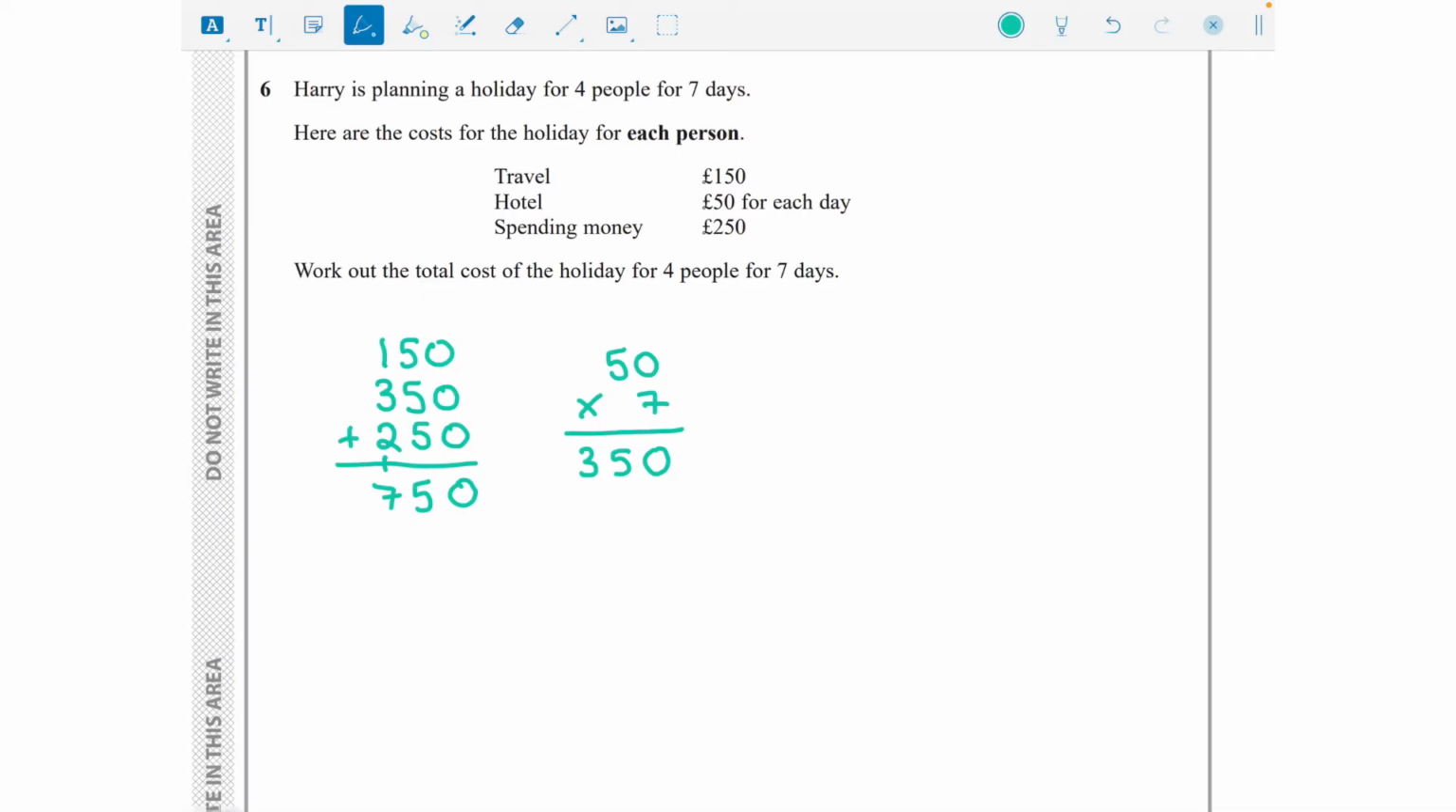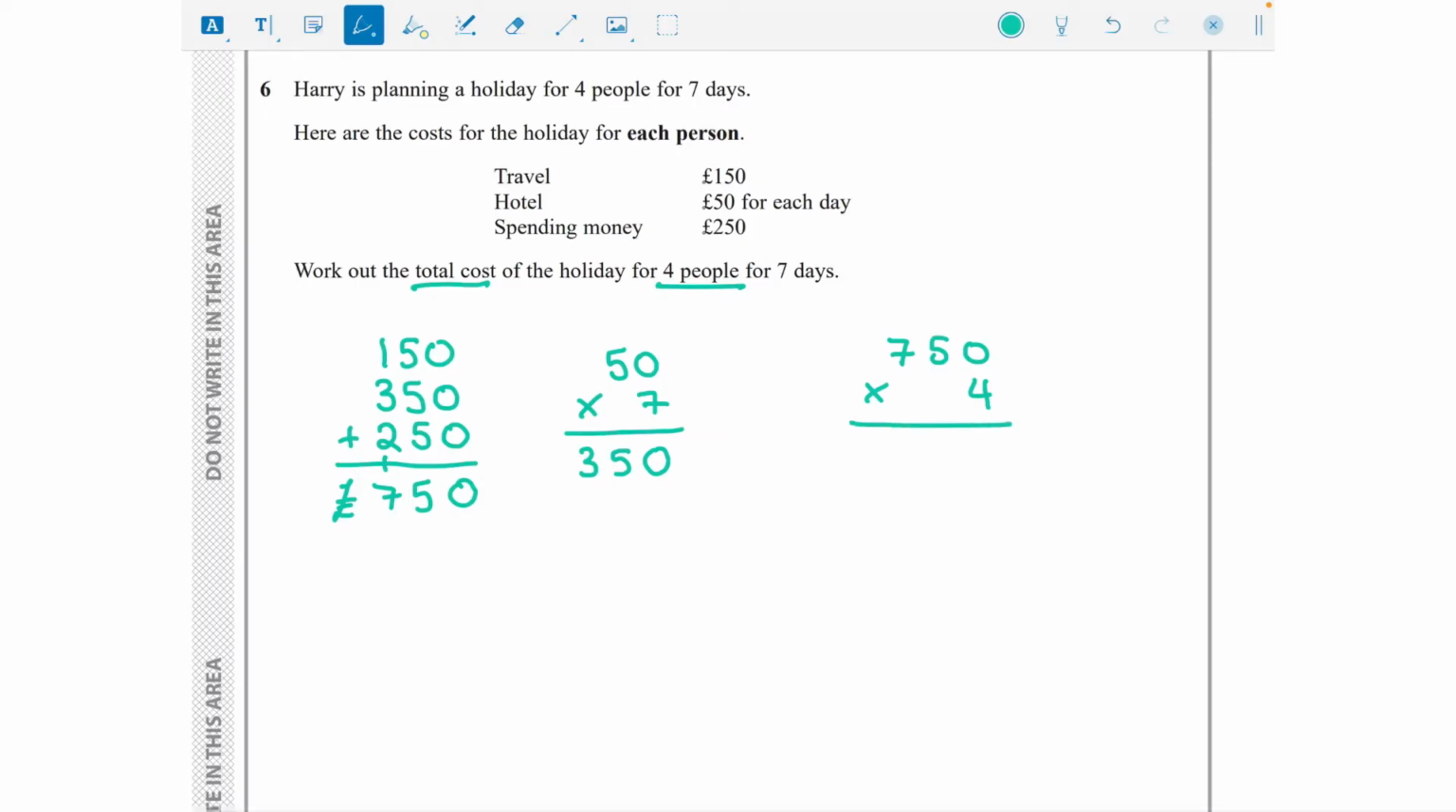So that is £750 per person. So I then want to do 750 multiplied by the 4 because they've asked me for the total cost for all 4 people. And you could of course do 750, add 750, add 750, add 750, but easier to multiply.